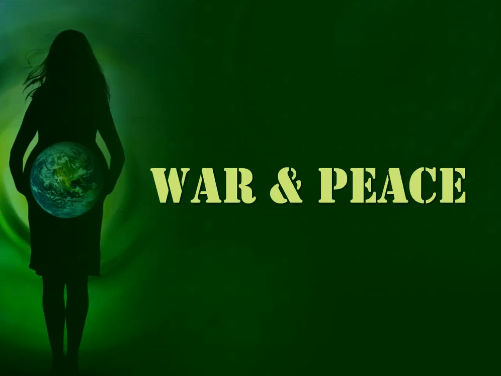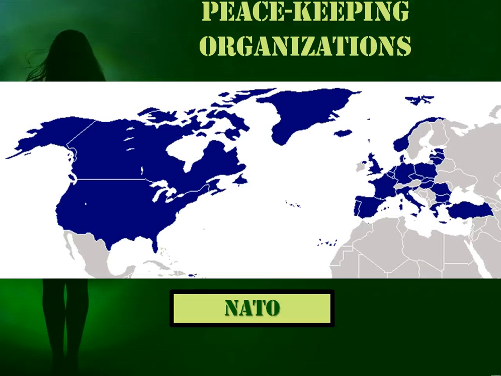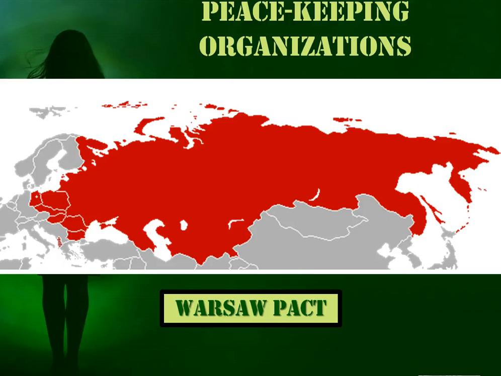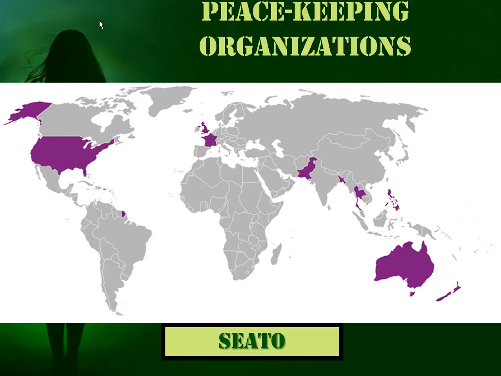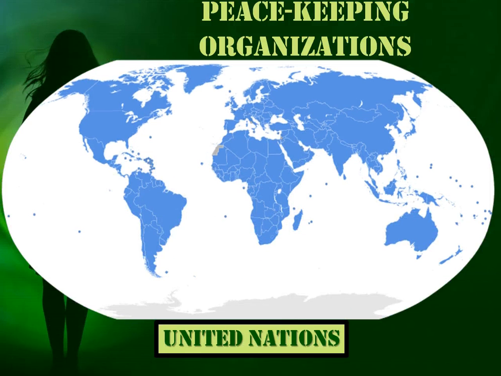Up next is war and peace. We've talked about a couple of these, but let's just refresh our memories on some of the peacekeeping organizations. This is NATO, the North Atlantic Treaty Organization, that included many of the Western democratic nations. Its sort of opposite was the Warsaw Pact, the Soviet bloc and the other communist nations. This is SEATO, the Southeast Asian Treaty Organization, and then probably the most well-known today is the UN.